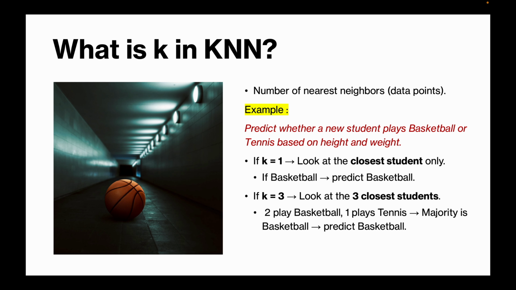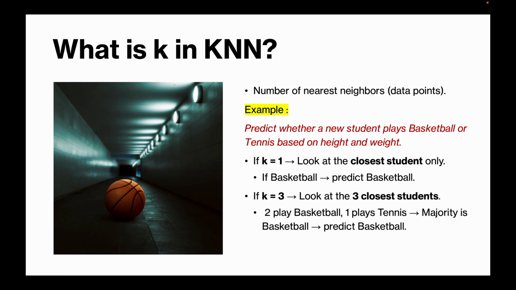Therefore, we predict basketball. Hence, the value of k can be adjusted according to the type of our data, and choosing the right k is important. A small k is more sensitive to noise and can overfit, whereas a large k gives smoother decisions, but it may lead to underfitting.